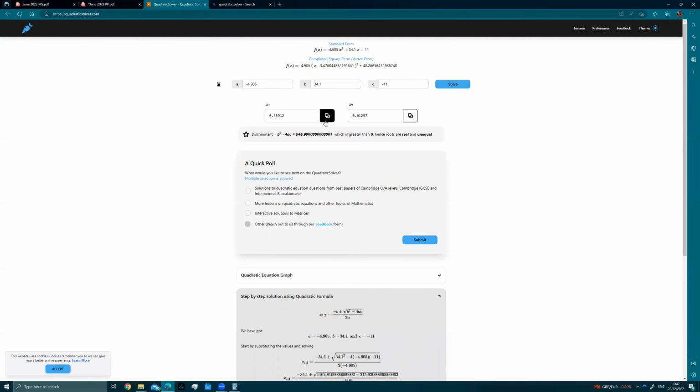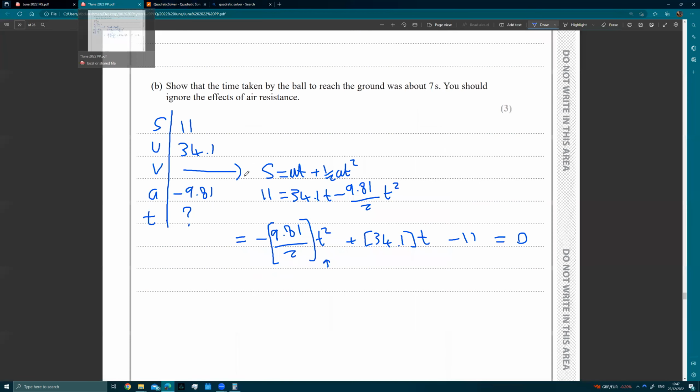So solve. You get T is 0.34 and T is 6.61. So T is equal to 0.34 seconds and T is equal to 6.61 seconds.